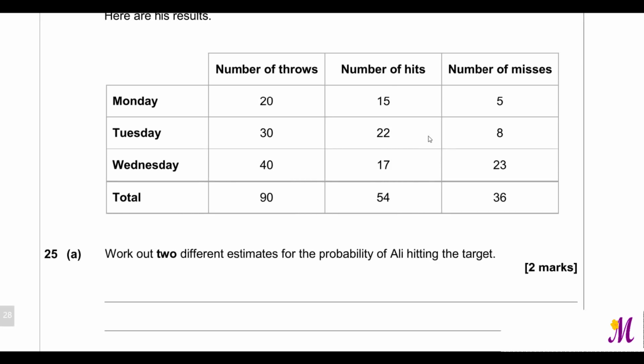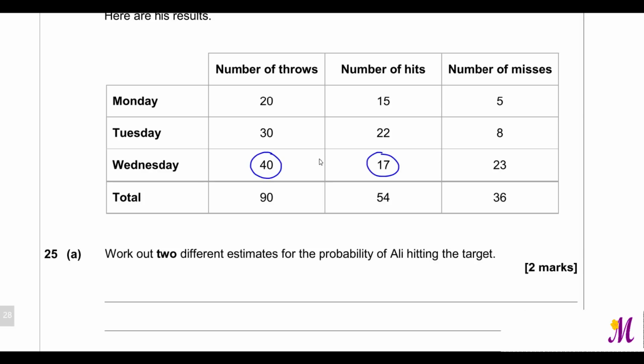So this is number of the hits, and this is number of the throws, and we are asked to find the probability. But we are asked to find two different estimates of the probability. So the first estimation we could do by taking each day's data, like 15 hits out of 20 throws. So the probability will be 15 by 20. Or we can use the data from Tuesday, it's 22 by 30. Or we can use data from Wednesday, 17 by 40. I'll take the big number, 17 by 40.